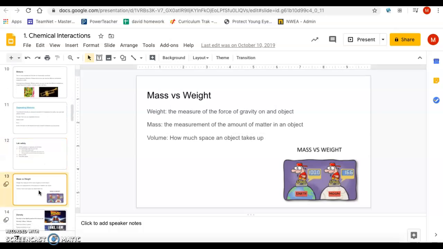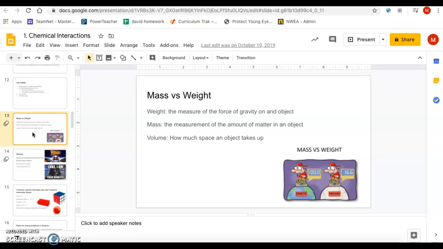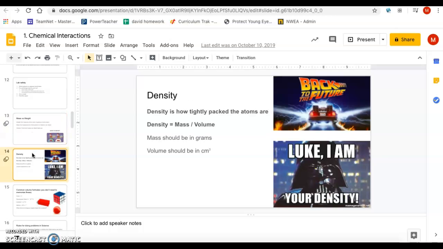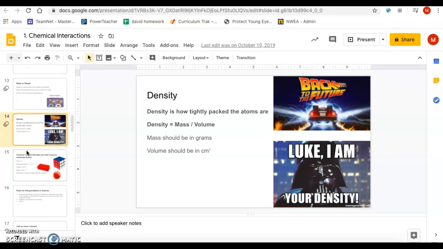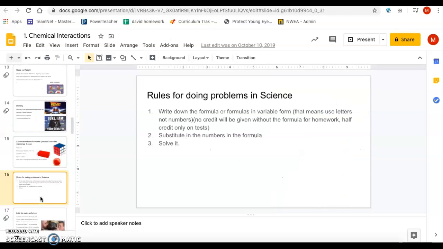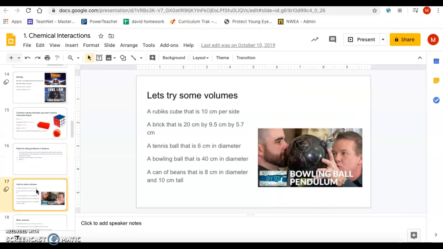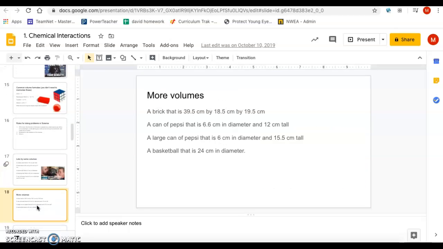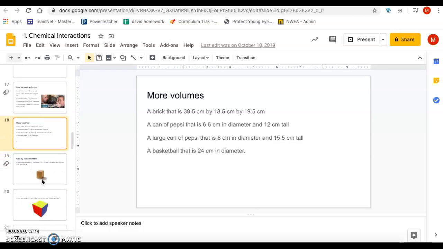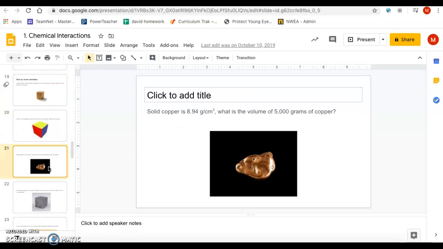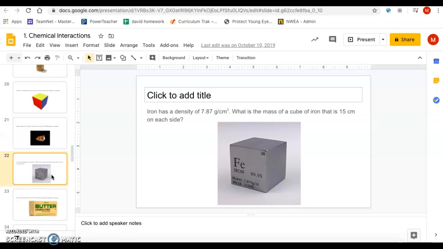Some lab safety stuff there for you. Then we went into mass versus weight real quick. But then density. Density, we spent a fair amount of time actually doing some density problems. There's not a huge amount of math in science class, but this is the unit that's a little bit heavier on math. So did all of that, all the volume type stuff.